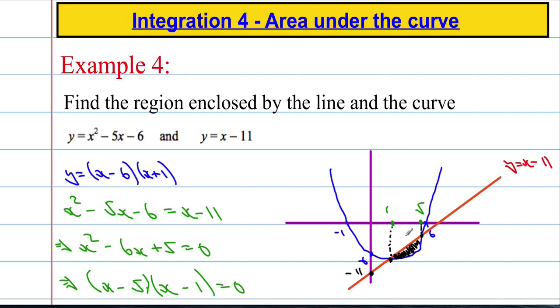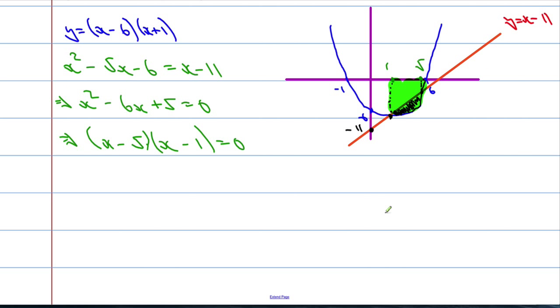Okay, now this is done just like we did the last question. I'm going to work out the area between the curve and the x-axis. So I'm going to work out this area here, which is everything beneath the curve and the x-axis. And then what I'm going to do is work out everything between the line and the x-axis, and then we're going to subtract them.